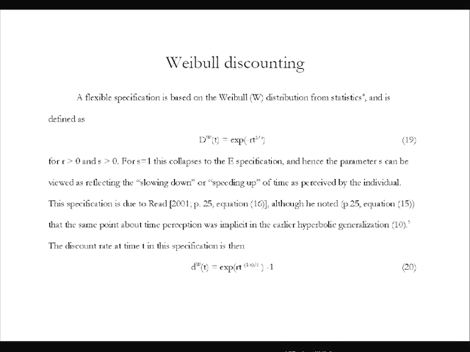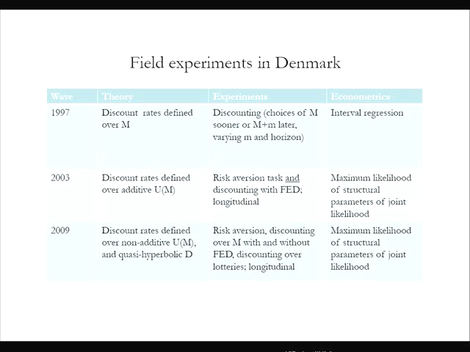So you can say that this parameter s can be viewed as slowing down or speeding up of time as perceived by the individual. That's one interpretation of this parameter here. So we are going to test these quasi-hyperbolic specifications, the two different types, and this Weibull discounting function. Those are the ones that I'm going to focus on. I've already talked about the experiments that we've done.